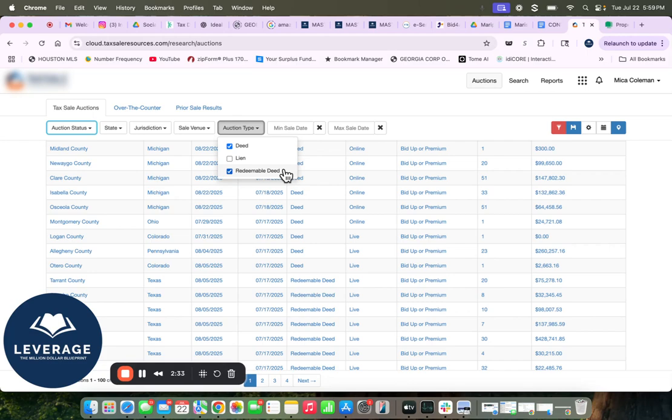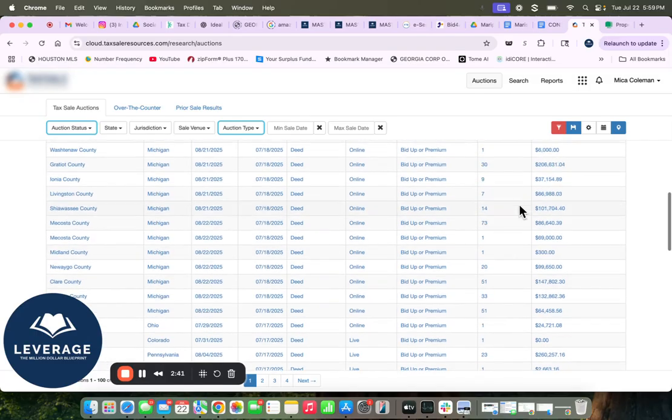So I clicked on those two auction types because those are the most likely to have overages. And once I do that, it populates the different counties.